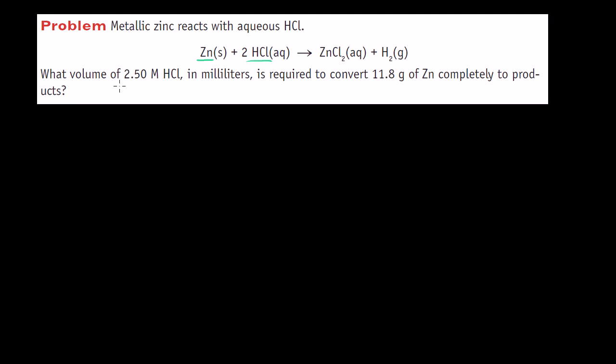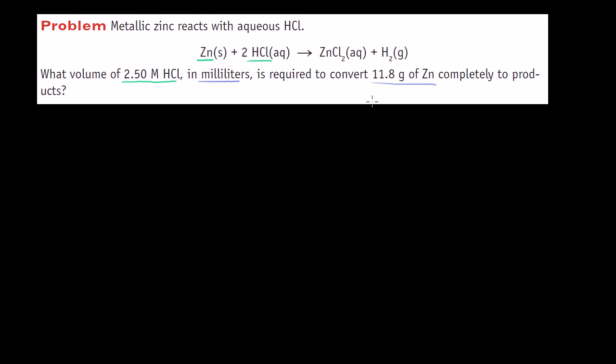And they say what volume of 2.5 molar. So they're giving us the concentration of the solution. What volume of 2.5 molar hydrochloric acid in milliliters? So we've got to remember that they want their answer in milliliters. Is required to convert 11.8 grams of zinc completely to products.